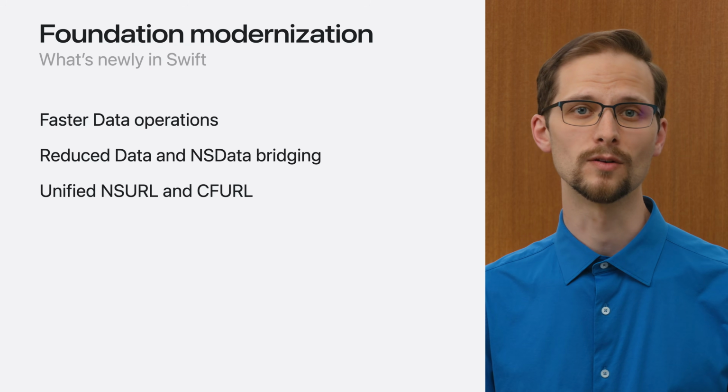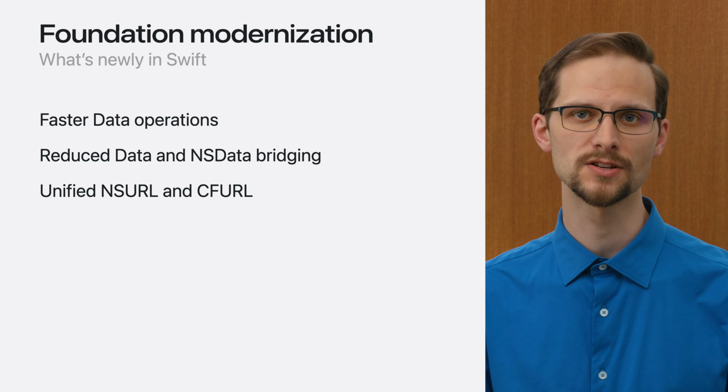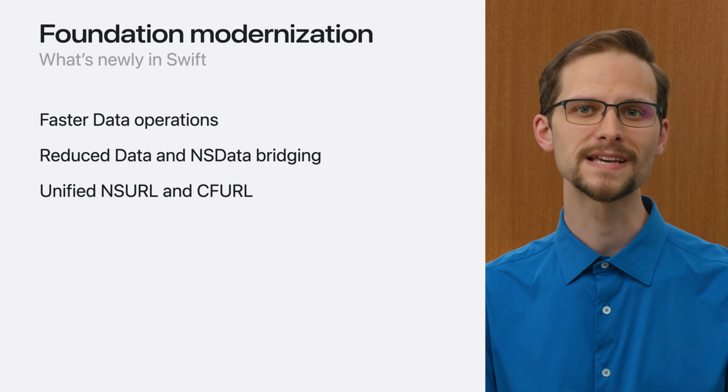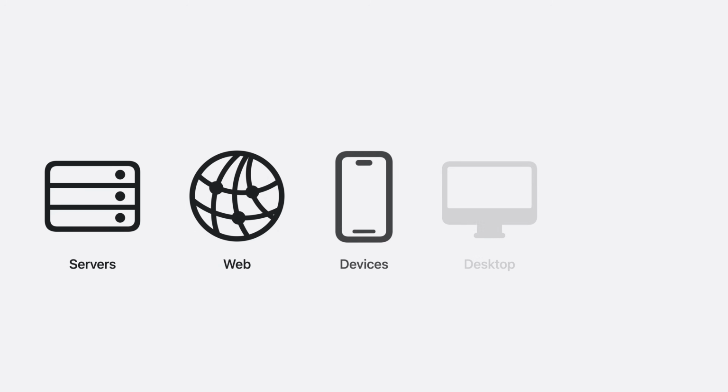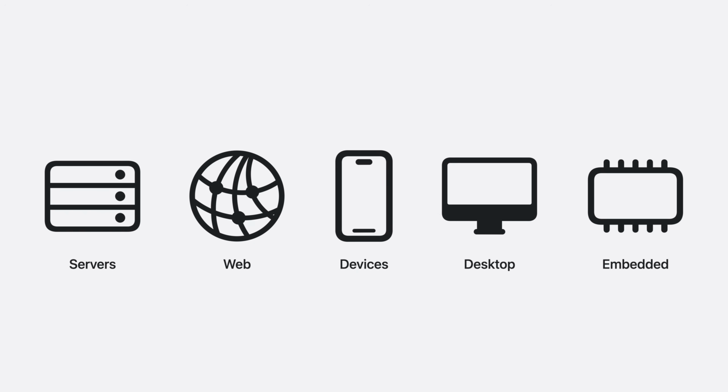NSURL and CFURL were unified to a single Swift implementation. Leveraging Swift makes these types run faster and use less memory. Migrating a library as large and mature as Foundation is only possible because of Swift's language interoperability. You can add entirely new APIs in Swift, and you can migrate the implementation of existing APIs to Swift without changing the API surface.